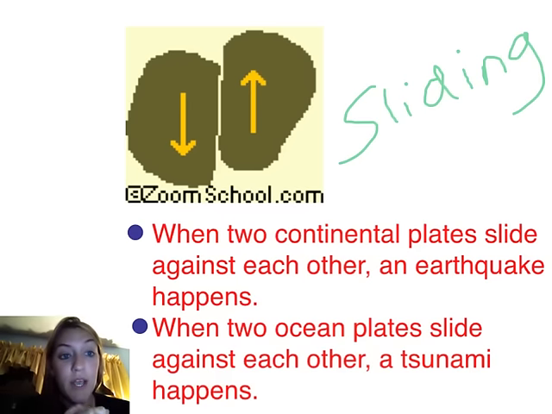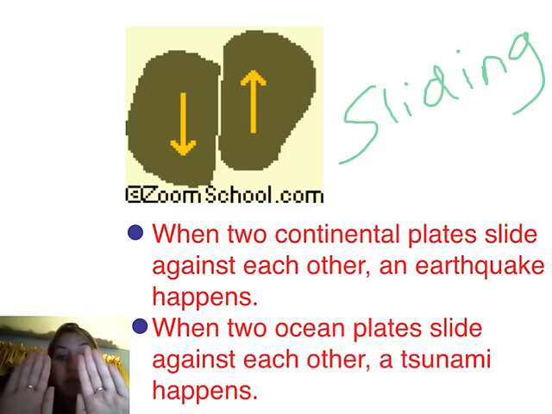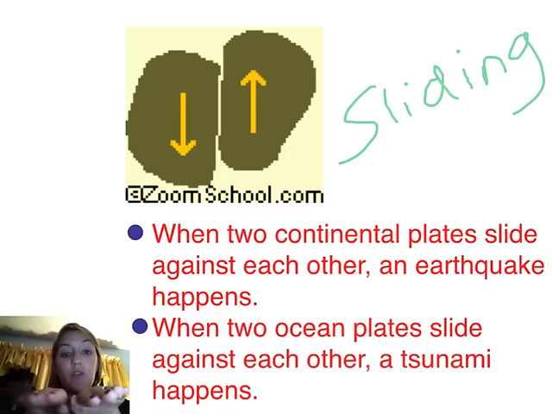So that brings us to the end of our different plate movements that we need to know in 6th grade. But a good thing to do right now is to go back and watch the video again if you need to, and to continue to practice with your hands demonstrating the different plate movements. Let's start with the first one. We have divergence, which creates ocean ridges, convergence, which creates mountains, subduction, which creates volcanoes, and sliding plates that can either create earthquakes or tsunamis.